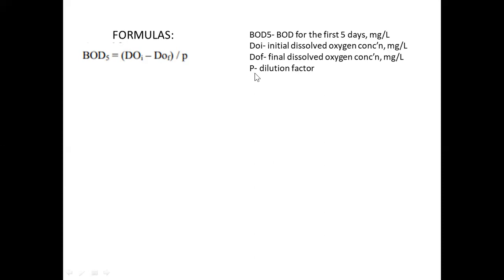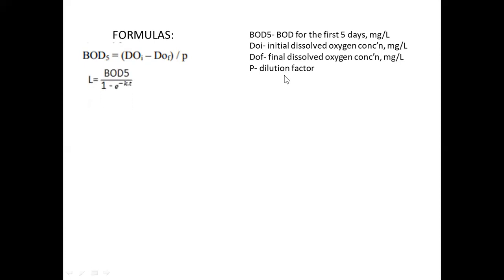Usually, the formula for the dilution factor P is equal to the amount of wastewater sample all over the capacity of the BOD bottle. Usually, this is 300 milliliters or 320 milliliters. It depends on the capacity of the BOD bottle. But usually on my problem solving parts, I'm going to give the value of dilution factor P.